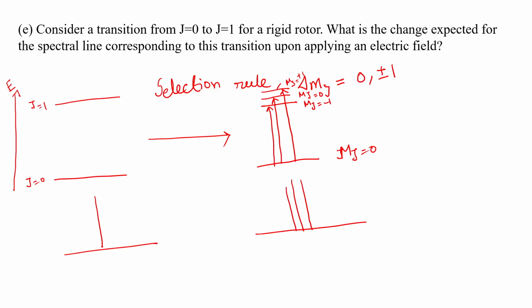When this degeneracy will be lifted, there must be a separation between two b. There will be like 2b1 or 2b3 there. There must be something like that.